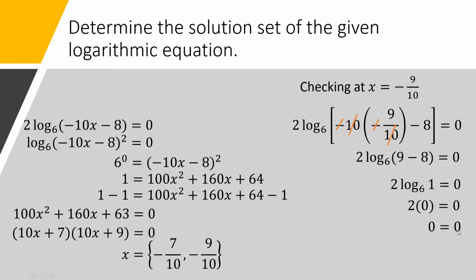So since only the negative 9 over 10 can satisfy the logarithmic equation, therefore, the solution set of the logarithmic equation is negative 9 over 10. The negative 7 over 10 cannot be the solution of the logarithmic equation.